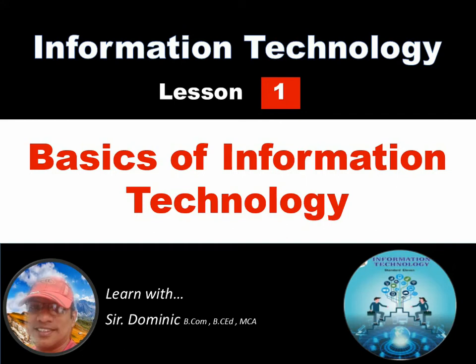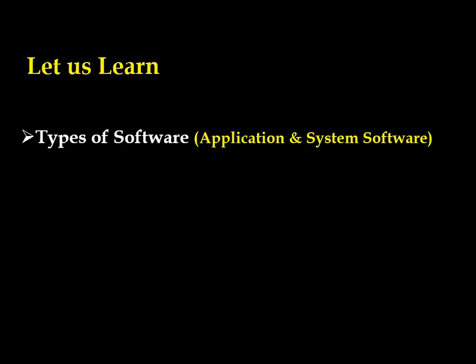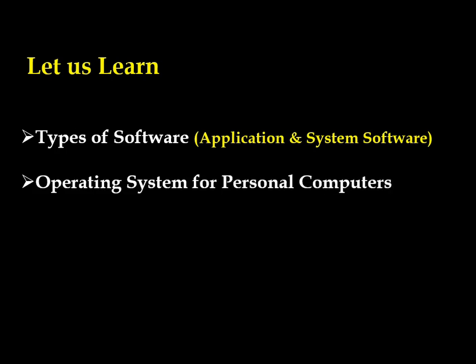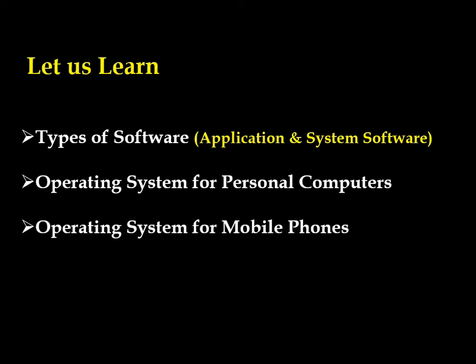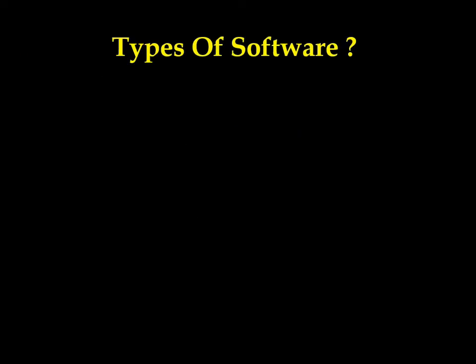In today's lecture you are going to learn computer software. Computer software can be classified into two types, that is application software and system software. So let's start. Types of software: application and system software, operating system for a personal computer, operating system for mobile phone, and finally you are going to learn an introduction to GNU or Linux operating systems. So let's start. What is application software?